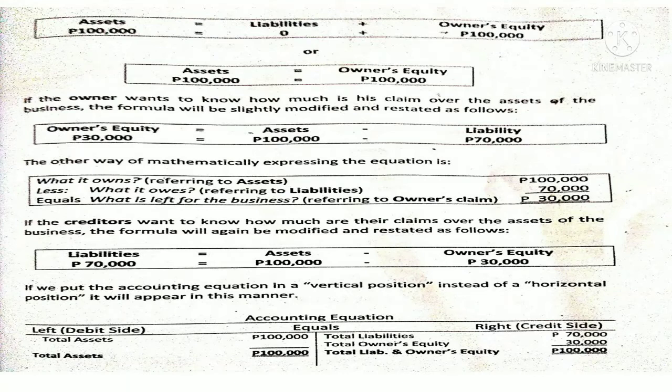The other way of mathematically expressing the equation is what it owns, which is the assets, less what it owes, which refers to the liabilities, equals what is left for the business, referring to the owner's claim. So makita ninyo, ang asset is 100,000. Sabot ang kanang kabtangan nga naa sa business.